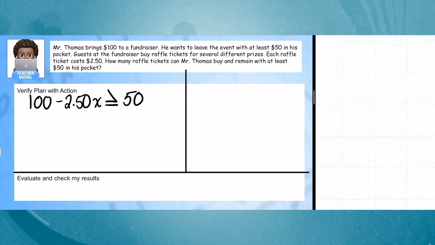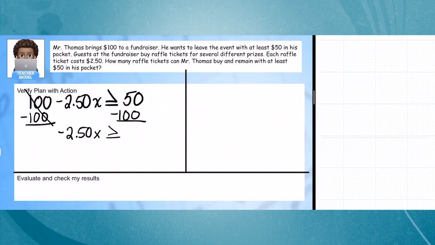So if he has $100 minus whatever he spends, he still wants that amount to be, it can be equal to 50 or it has to be more than 50. So here's my inequality. All right, we're going to start solving the way we always do. Let's deal with our zero pair. Now I have negative $2.50 X is greater than or equal to negative 50.